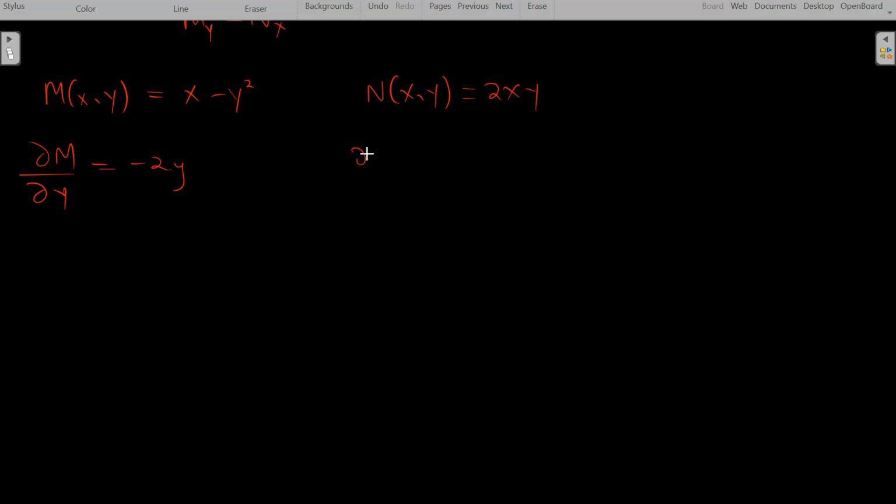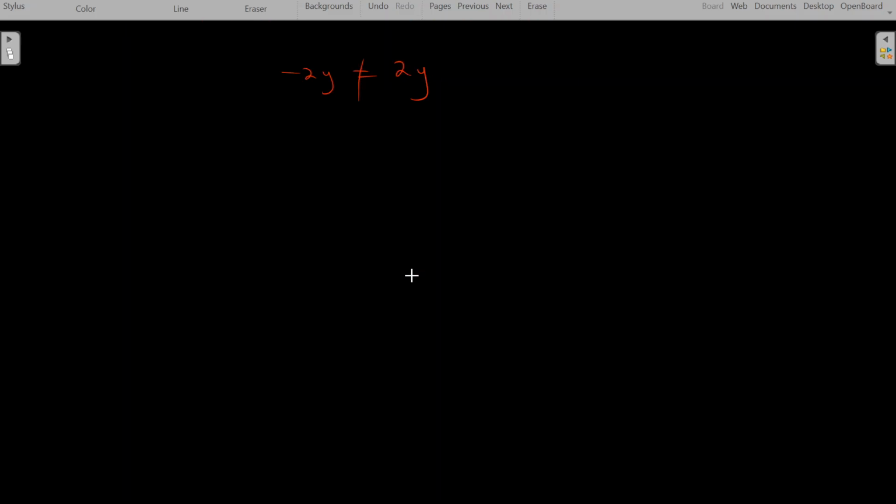And again, this should be N, sorry. So if I take the derivative of N with respect to x, where there are y's, I'll treat them as constants. I'll take 2y as my constant, then differentiate x, I should get 1, so I should get 2y. As you can see, negative 2y is not equal to 2y, so it means this differential equation is non-exact.